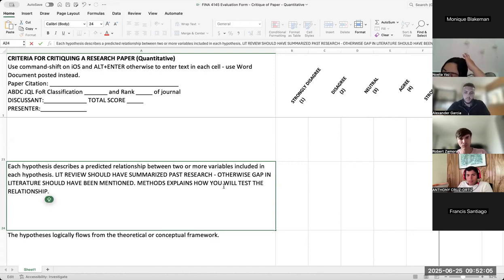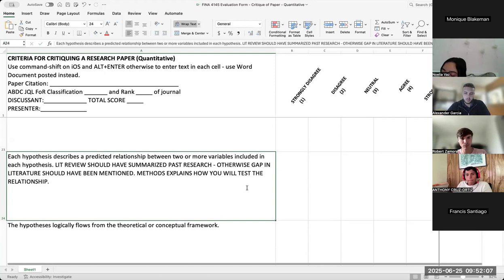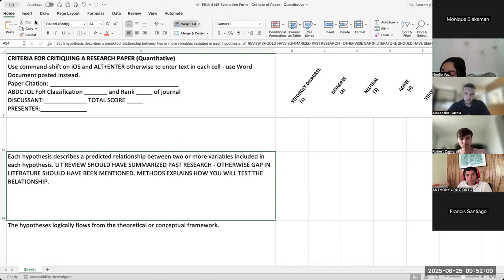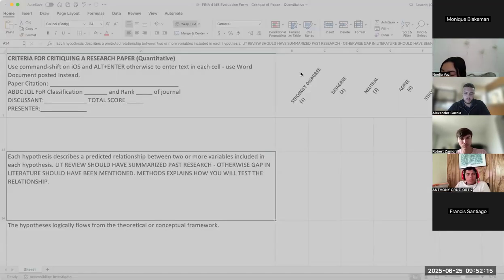So I'm going to put this up as a guide onto the platform. This is going to be our guide for assignment or for proposal.